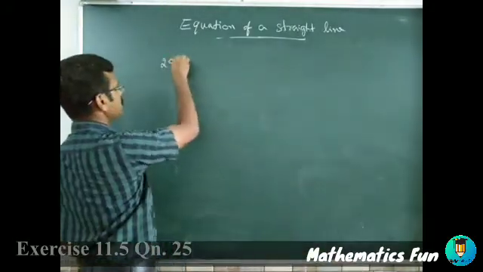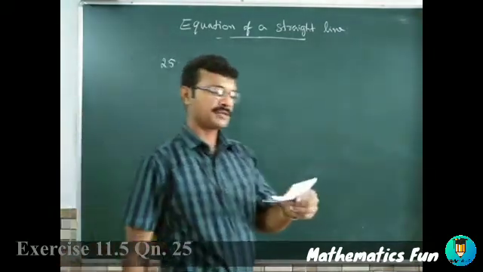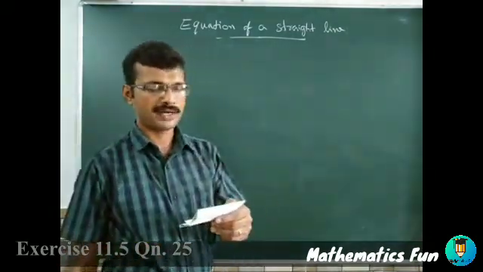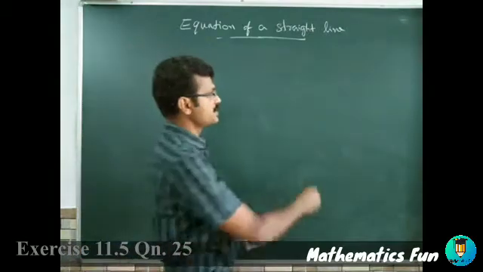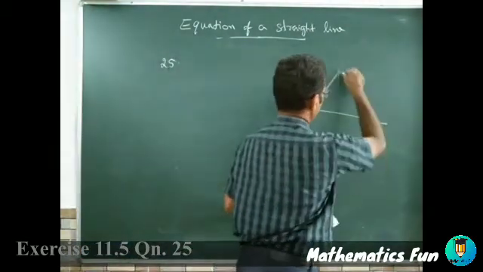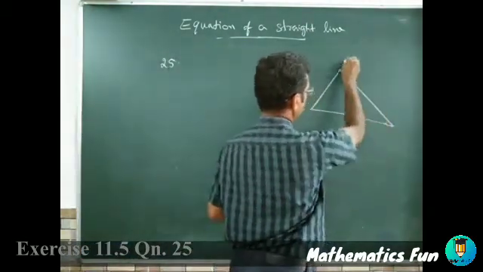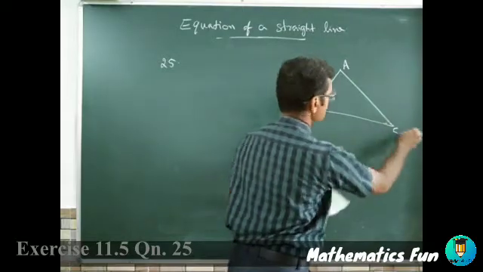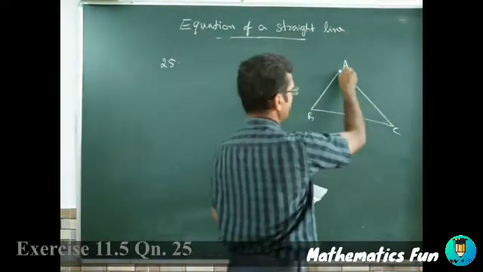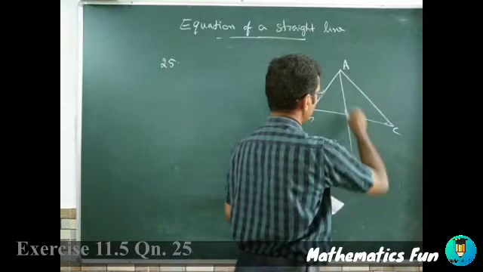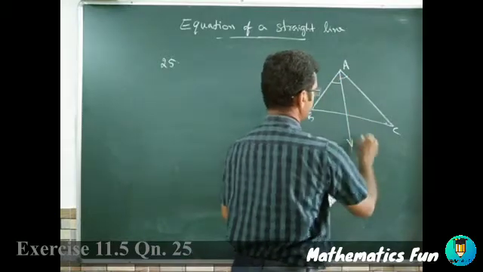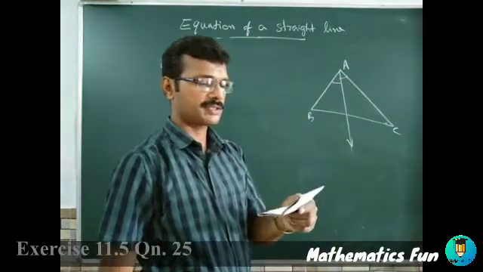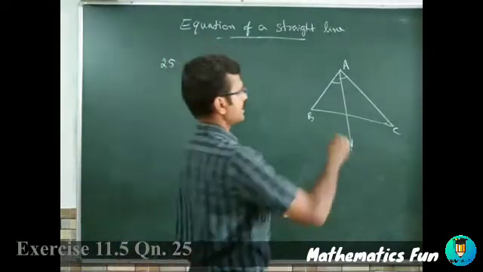Question number 25. Find the equation of the bisector of angle A of triangle ABC. We have to find the angle bisector of triangle ABC, whose vertices are given.